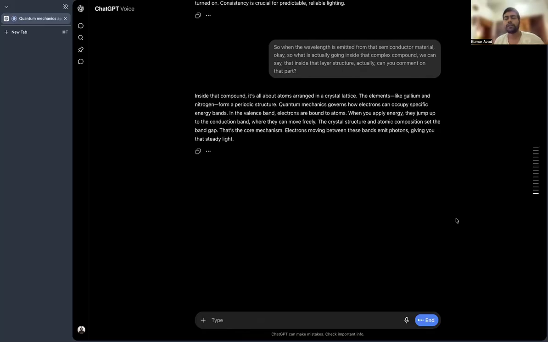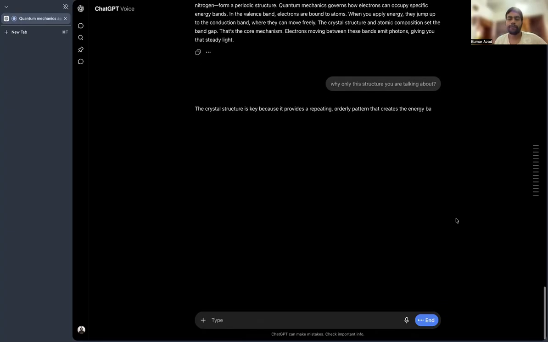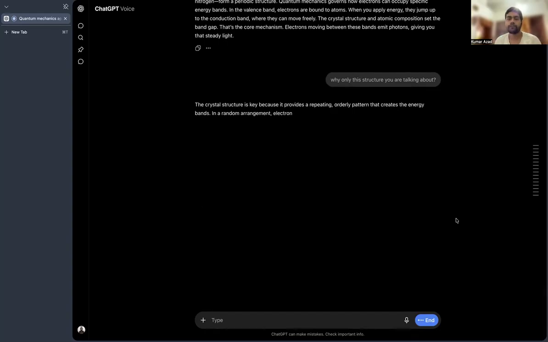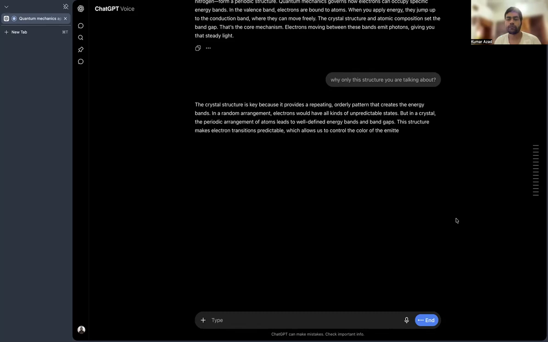So why are you talking only about crystal structure? The crystal structure is key because it provides a repeating, orderly pattern that creates the energy bands. In a random arrangement, electrons would have all kinds of unpredictable states. But in a crystal, the periodic arrangement of atoms leads to well-defined energy bands and band gaps. This structure makes electron transitions predictable, which allows us to control the color of the emitted light. In short, that ordered structure is what makes the whole process work consistently.